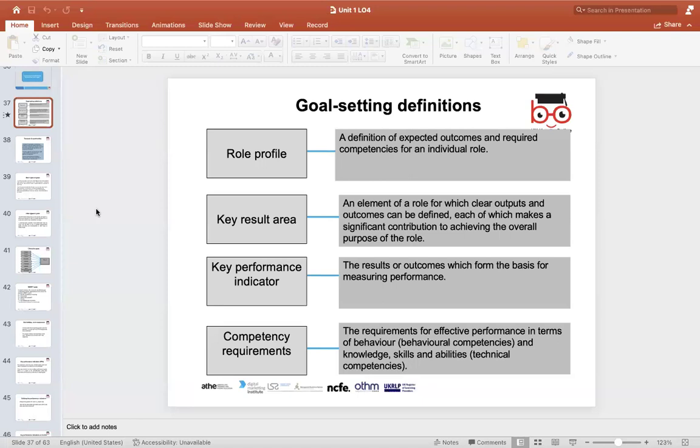Now, you already have goal setting that is defined. So you have the role profile. You have someone already set in place who knows what you need to fulfill to achieve this specific goal.